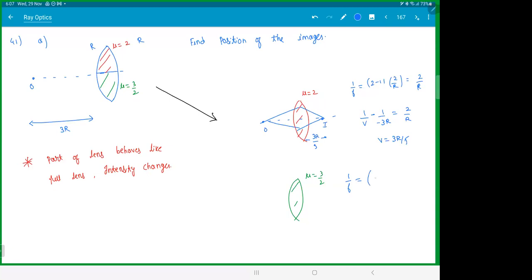Here what you do, you just treat this as (3 by 2 minus 1), 2 by R. This is 1 by R. 1 minus 1 by 3 is 2 by 3. We get v equal to 3R by 2. So we get the second image at 3R by 2. So basically we get two different images. Please check.